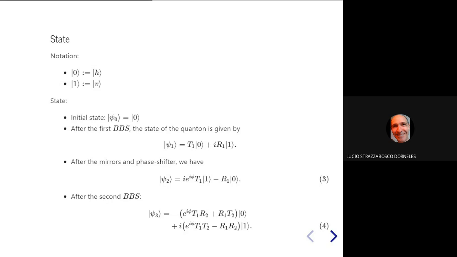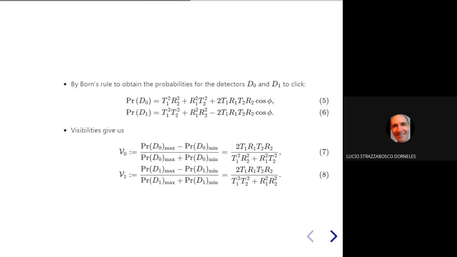After the beam splitter, you have this state. After the mirrors and phase shifter, you have this state. And after the second beam splitter, you have the state given by this expression. So by Born's rule, you can obtain the probabilities of these two wave functions. So you have a probability of the quantum reaching the detector D0 and reaching the detector D1.